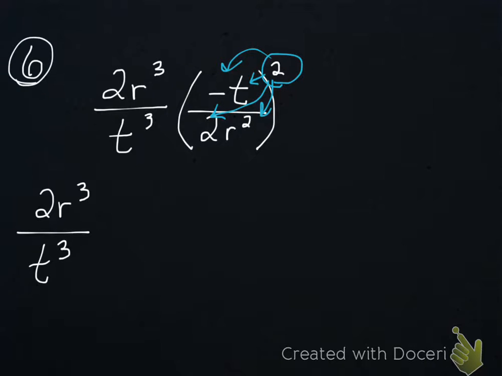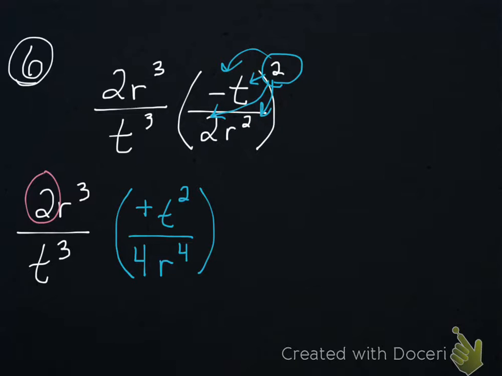Now let's do the second fraction. The negative on top becomes a positive. The t on top becomes t squared. The 2 in the denominator, 2 squared becomes 4. And the r squared would become r to the 4th. Now we're ready to simplify.